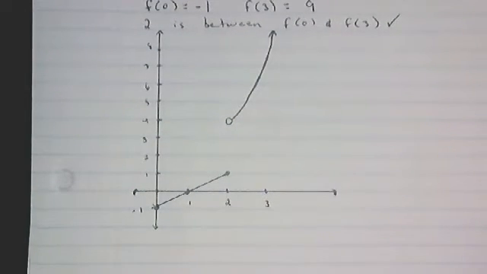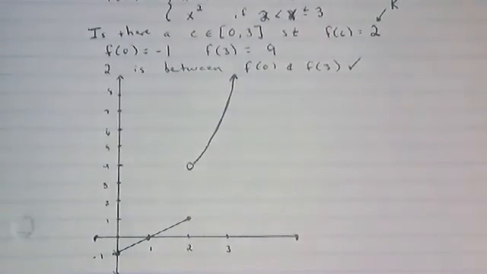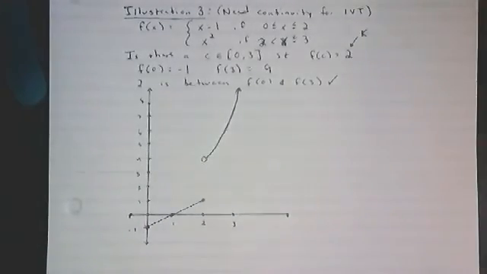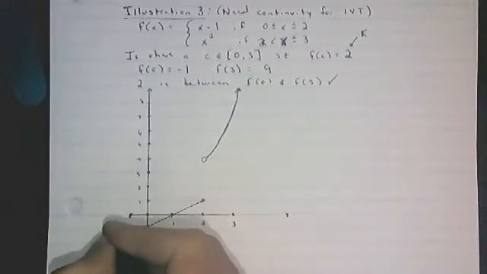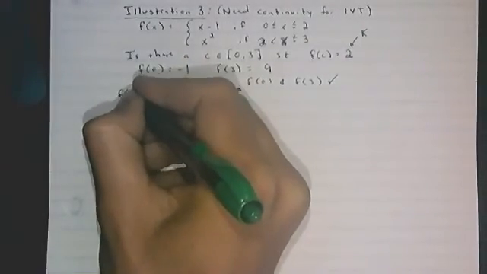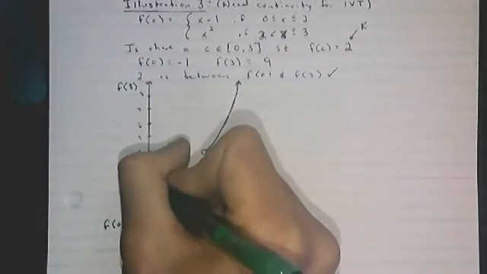Is that thing continuous? Where is it discontinuous? At 2. Figure out what happens. We thought we had a nice k value here, and we do have a nice k value here, because k does indeed fall in between f of 0 and f of 3, because k is 2.